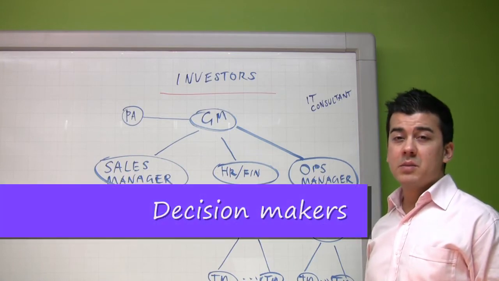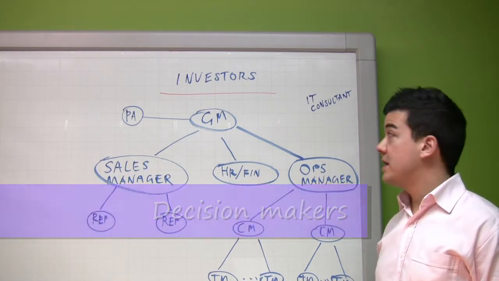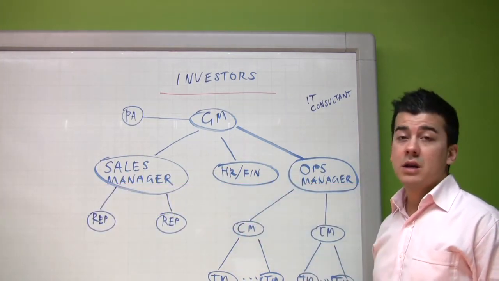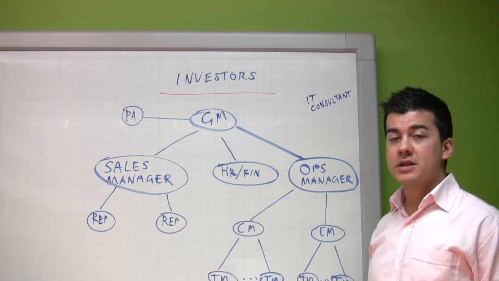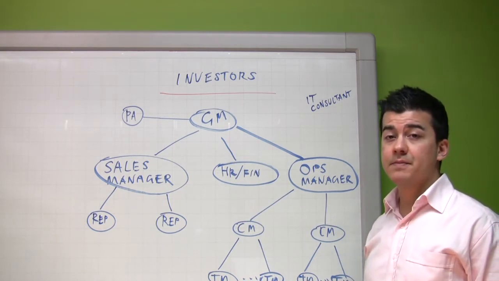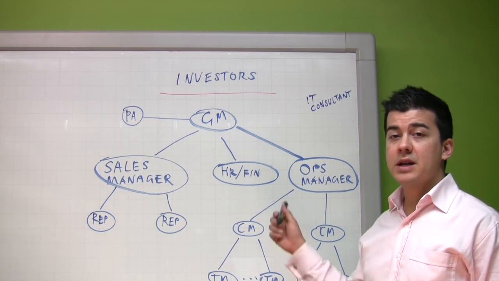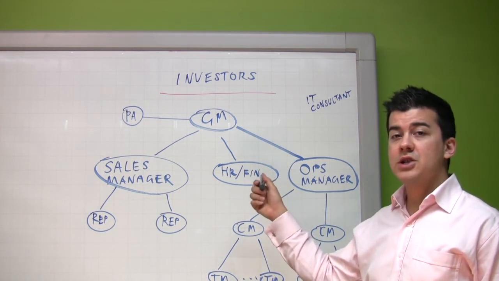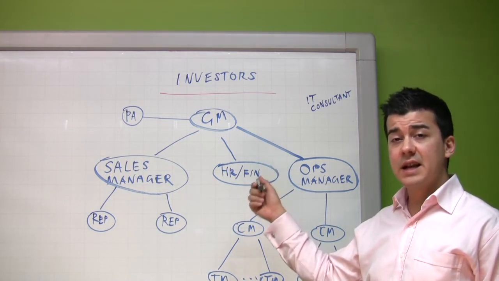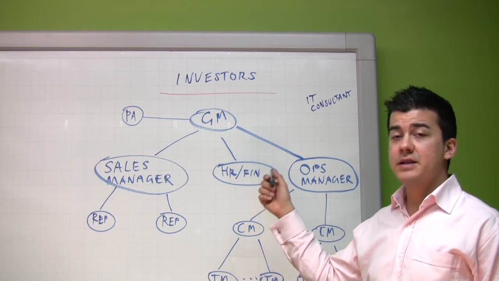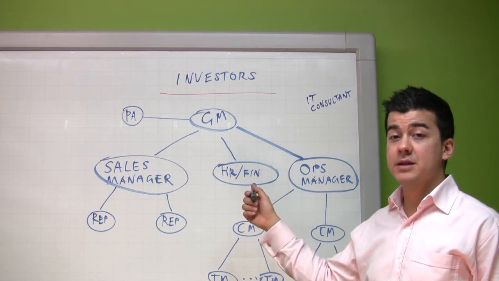When you're selling to a company, you have to understand the organizational chart, but more importantly, who are the decision makers in that organization. Now, as an example, we're going to take a slightly larger than average telemarketing business and see if we can find the decision makers.